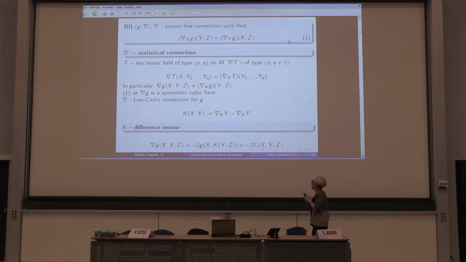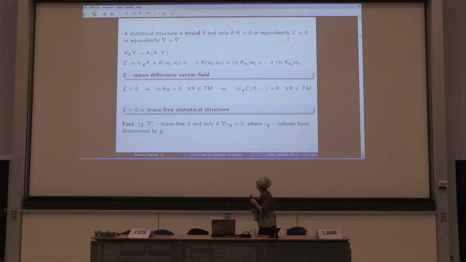I'll denote by nabla hat the Levi-Civita connection for g. Then we can take the difference tensor between nabla and nabla hat. I'll denote it by K. And we have the structure as a minute ago. And the relation between the three structures, they are equivalent, is given in the last line of this slide. A statistical structure is trivial if and only if K is equal to 0, or equivalently C is equal to 0, or equivalently nabla and nabla hat coincide. K_X of Y will stand for K of X, Y.